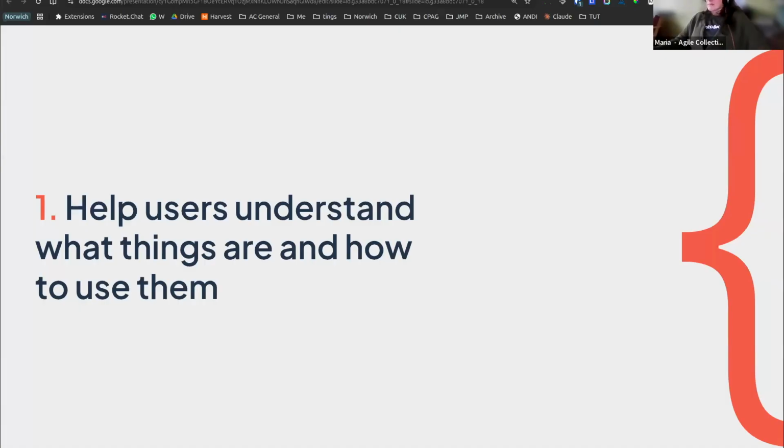Yeah, using common and basic terminology, that's really important. Instructions, very good.